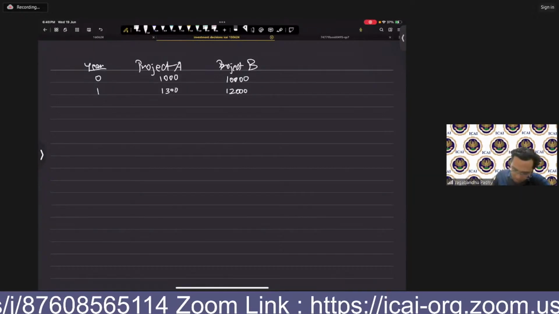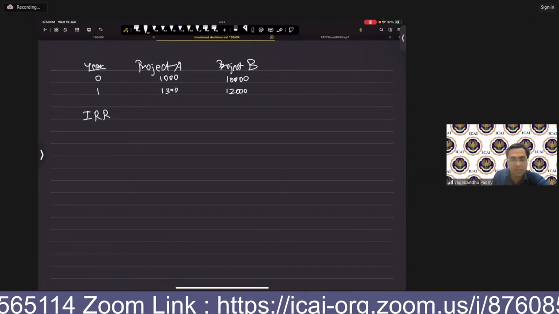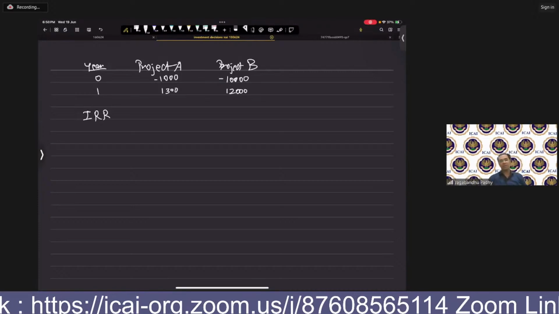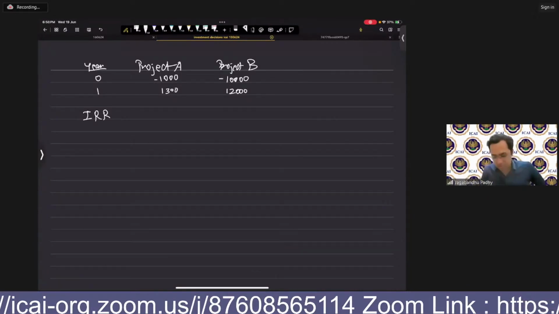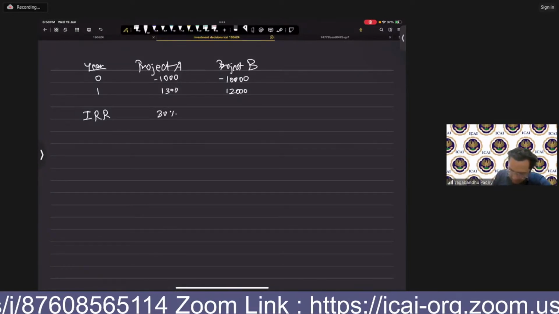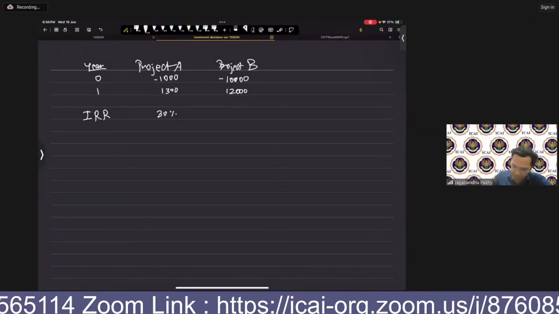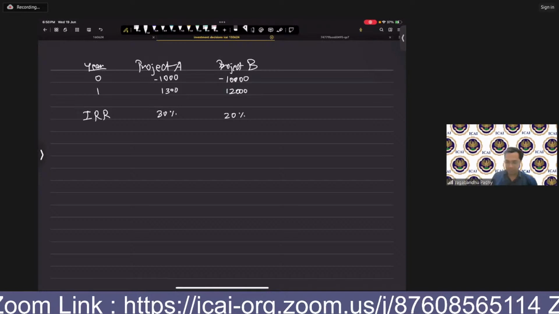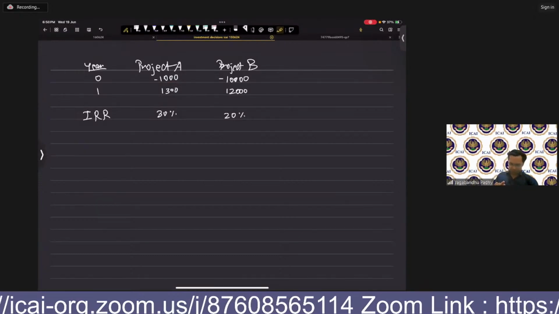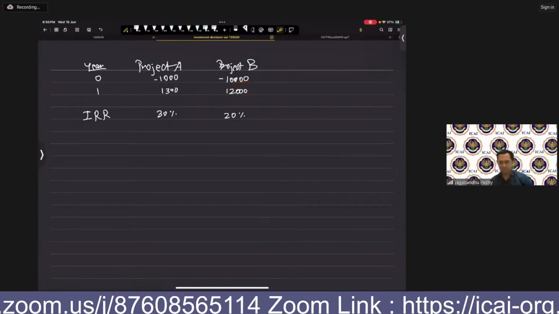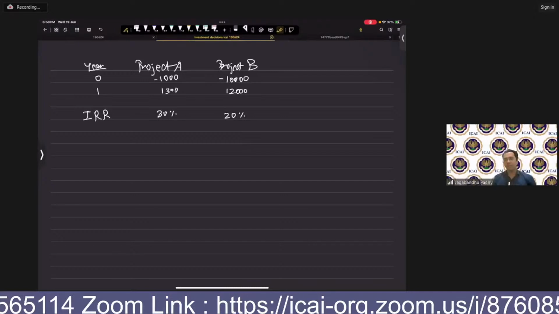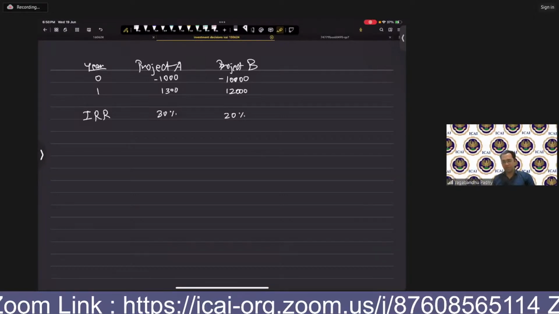Okay. So now, if I ask you what is the IRR, what is the rate of return that the project has given? Can you tell me what is the rate of return given by project A and B? Can I say the rate of return given by project A is 30%, right? And project B has given you 20% rate of return. Because the 1,000 is becoming 1,300, so 300 is something that you're getting extra. And over here, you're getting 2,000 extra, which is just 20%. Okay. So IRR is 30% for project A and 20% for project B.